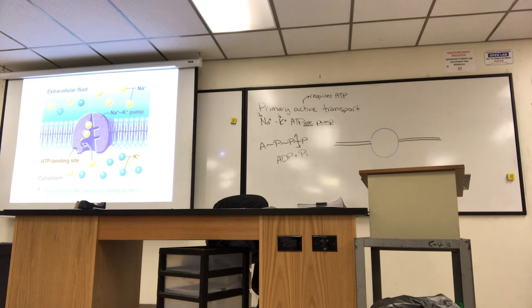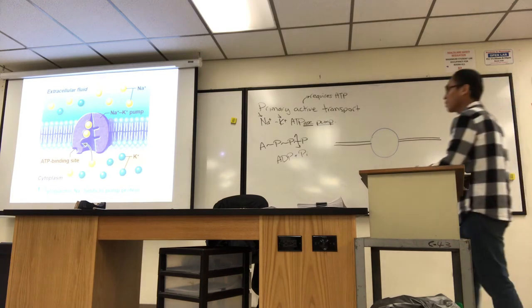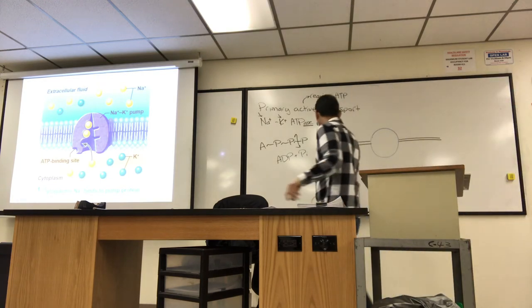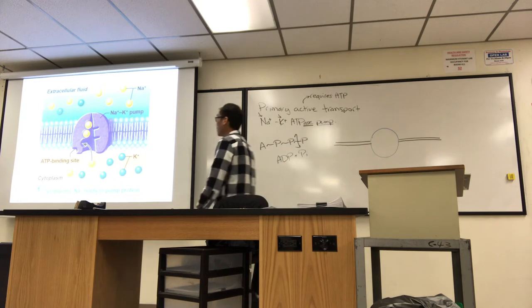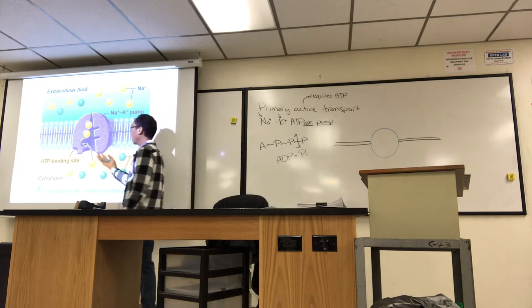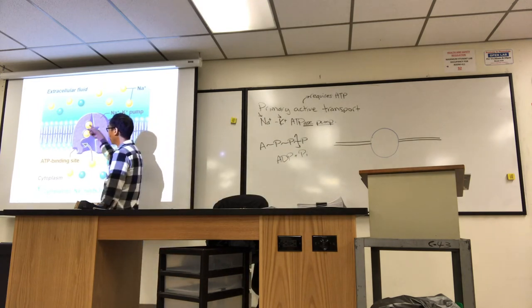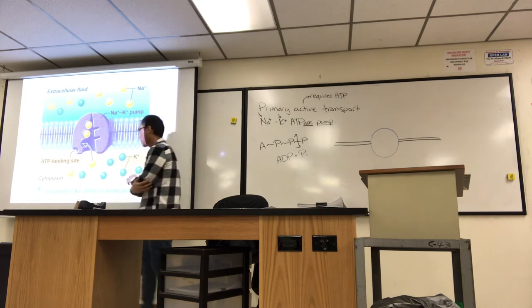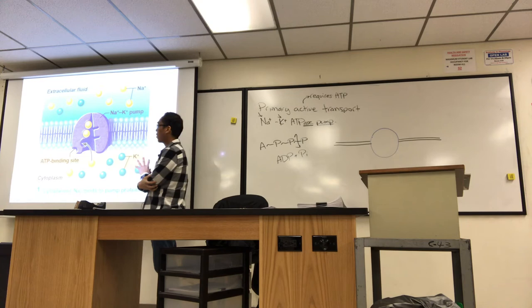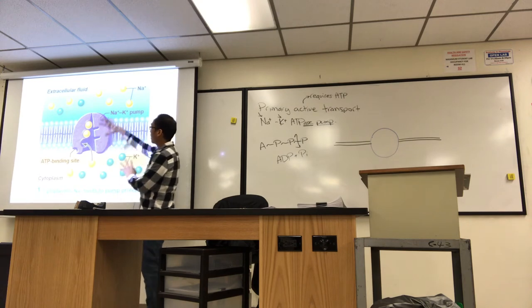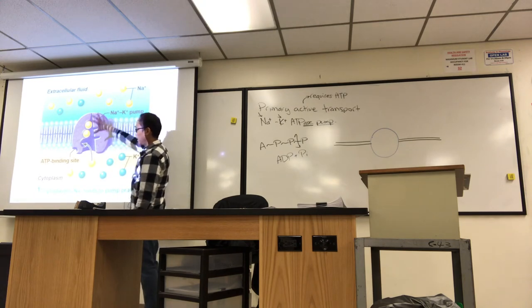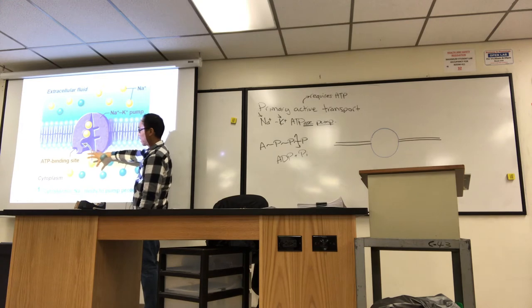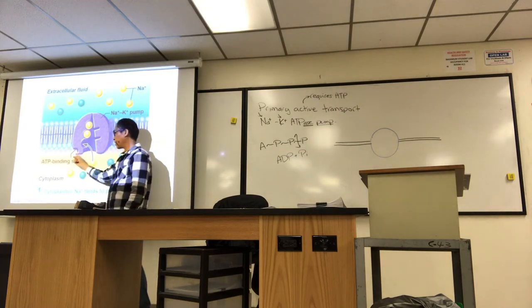I don't have yellow and green. I have green. I think it's green for potassium. I have to use a different color for sodium. What they show you is there's three locations where you can load up the sodium. And what you're doing is it's higher out here, it's lower in here. Okay, and obviously you see the ATP binding site there.